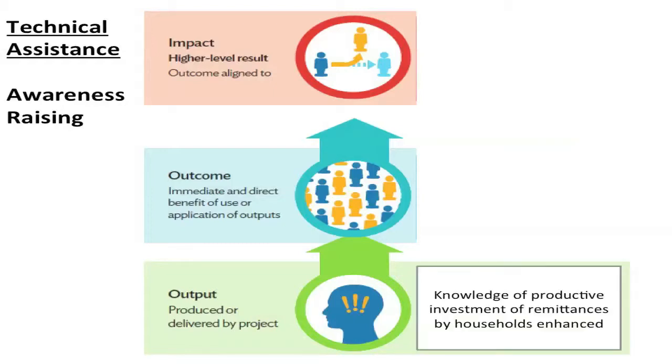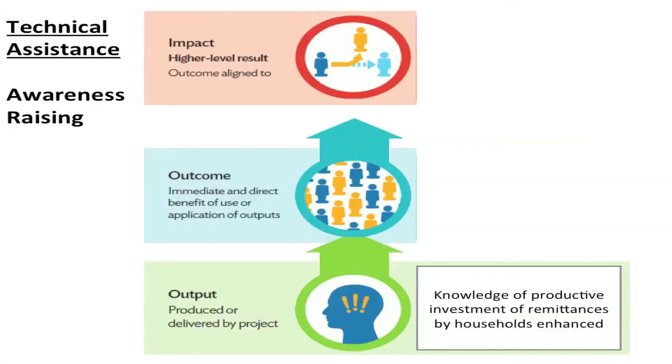Maybe we need to increase the knowledge of productive investments of remittances by households. So people may be receiving remittances, but they buy a television, or maybe they go to Disneyland, or they spend the money on something that's not so productive.